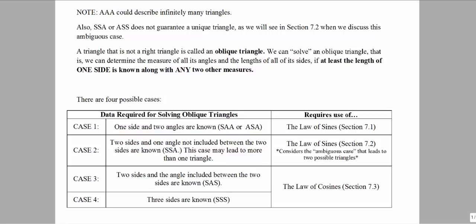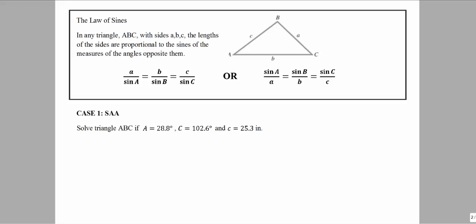In order to solve those oblique triangles, we will have to use the law of cosines, which we will see in section 7.3. Here in section 7.1, we will look at the law of sines and use the law of sines to solve oblique triangles. The law of sines says that in any triangle ABC, remember that for a triangle we use capital letters to represent the angles, and lowercase letters for the sides, the lengths of the sides are proportional to the sines of the measures of the angles that are opposite of them.